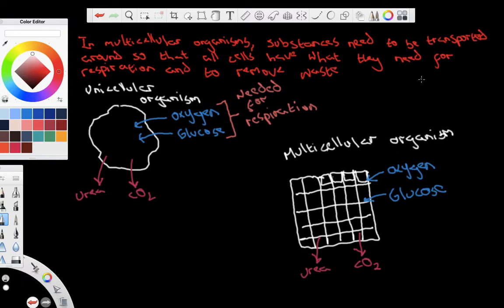if it relies on diffusion alone, the cells on the outside will be fine. They will be able to absorb what they need from the environment and throw their waste out. But the ones in the middle of the organism are going to really struggle. They're not going to be able to get any oxygen. They're not going to be able to get any glucose. They're not going to be able to get rid of any waste because they'll just be pouring it into other cells. For this reason, multicellular organisms have transport systems so that they can get all of the oxygen and glucose to every cell for respiration, and so that they can get rid of all the waste.